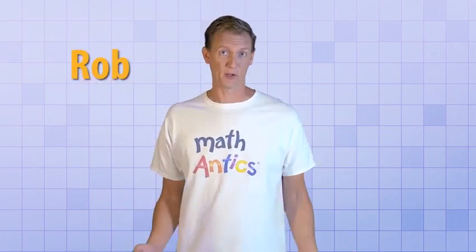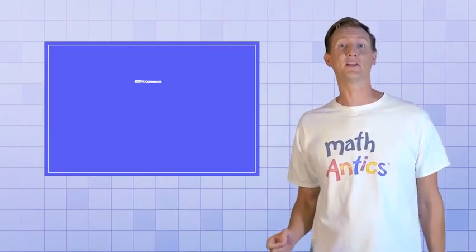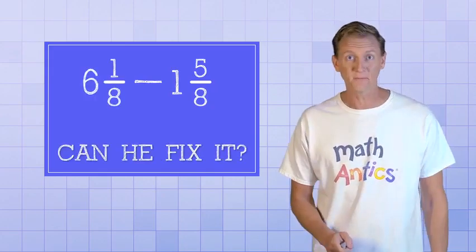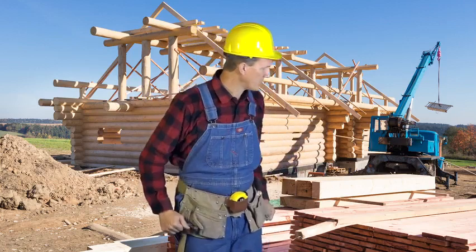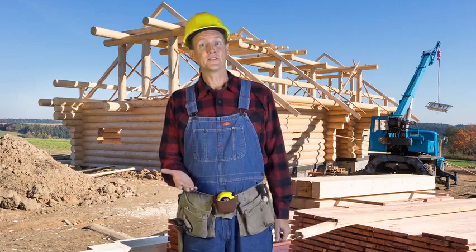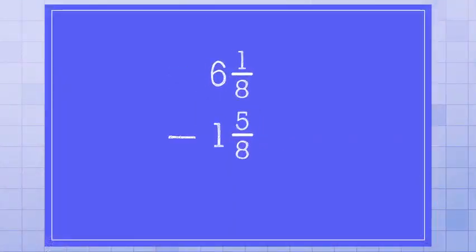Suppose there's this guy who's a builder named Rob, and suppose he needs to fix something by subtracting the mixed number 1 5/8 from 6 1/8. Can he fix it? Yes, I can. Well, at least with the help of my trusty cat, Richard. Where did that rascal run off to? Richard? Richard? Oh well.